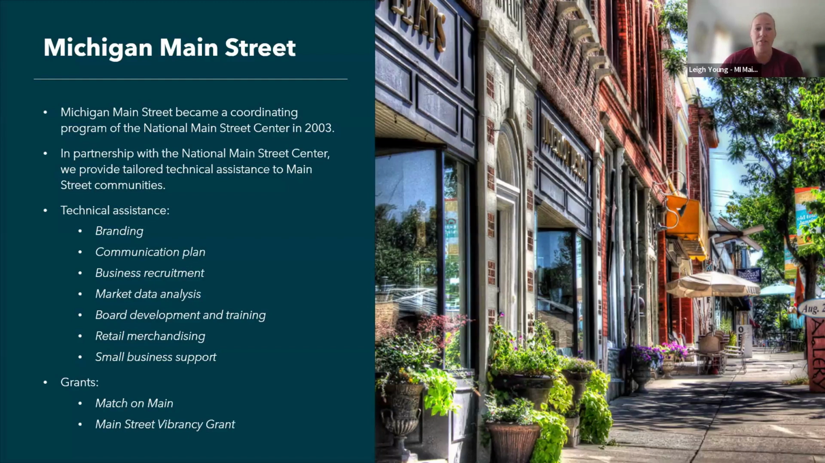We also have our Main Street Vibrancy Grant, which is a grant program that provides grant funds to Main Street communities to do any sort of vibrancy improvement within their districts. And that could be something from a public space project to flowers, banners, bike racks, benches, parklets, to business incubator or business accelerator program. So really anything that that community thinks is going to add vibrancy and vitality to their Main Street district will qualify for our Main Street Vibrancy Grant.